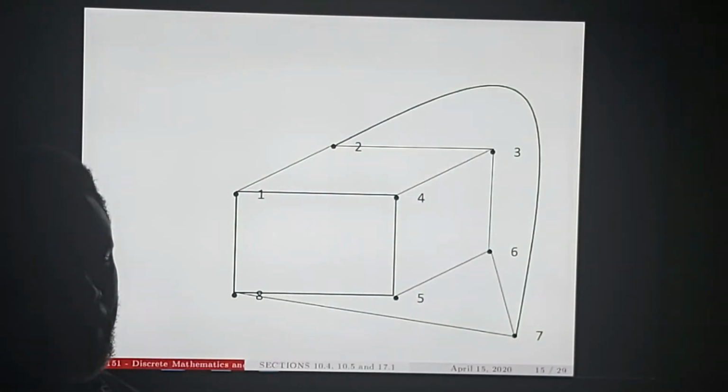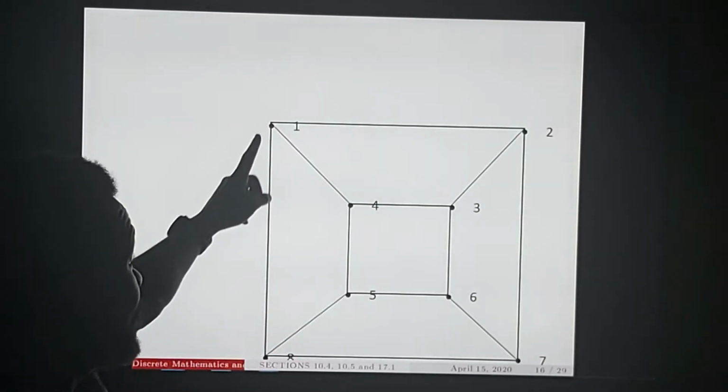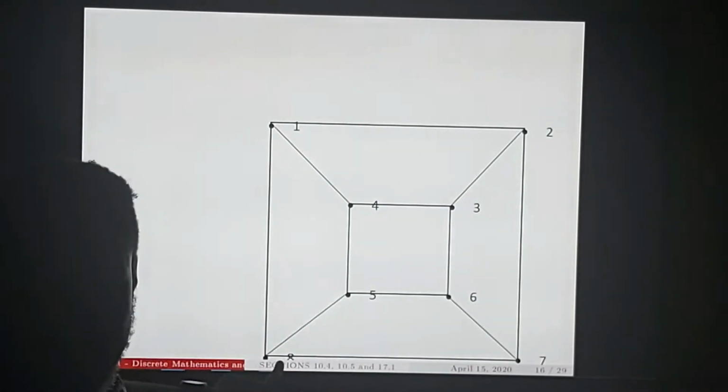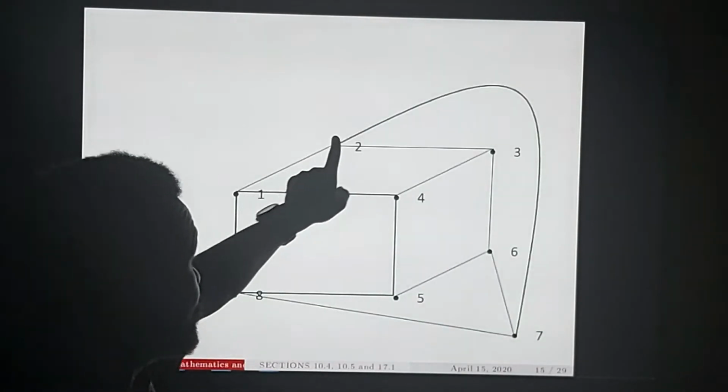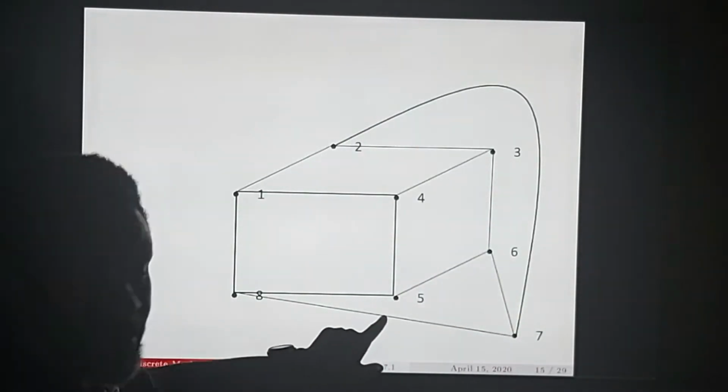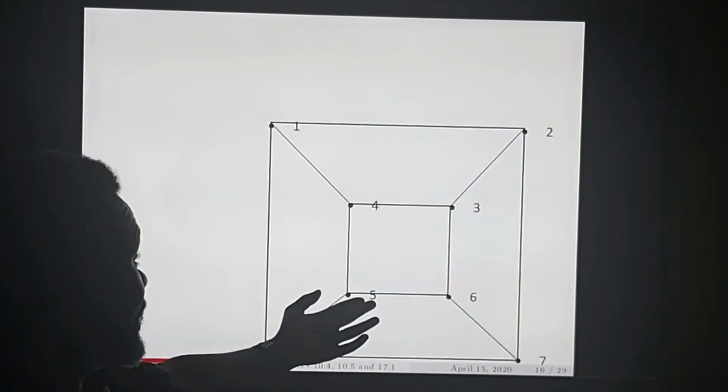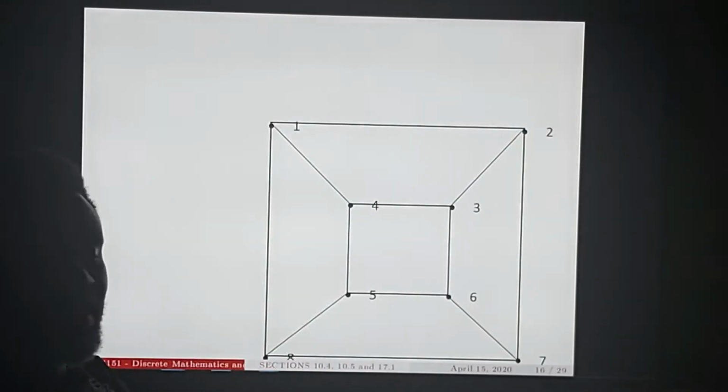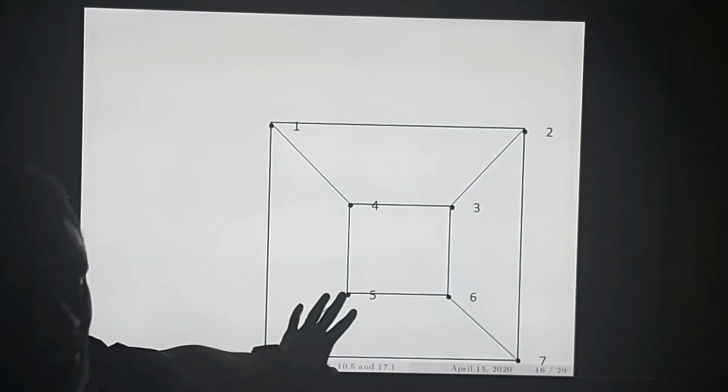In fact, you redraw it. When you redraw this graph, this is what you have. 1, 2, 7, 8. These are the outer ones. And then the inner ones are the remaining, which are 3, 4, 5, 6. So this graph is actually the same graph here.